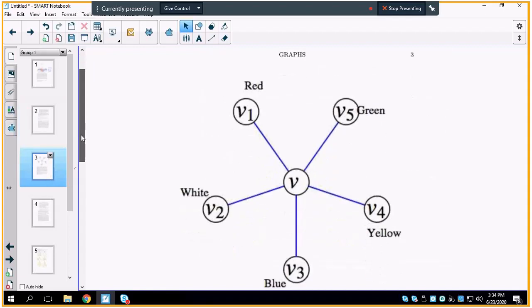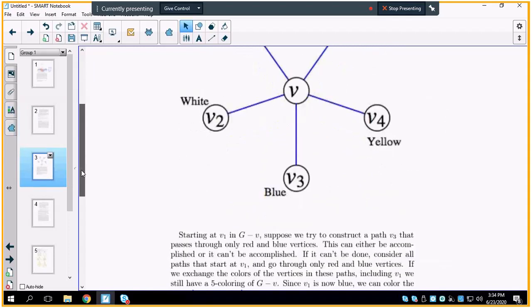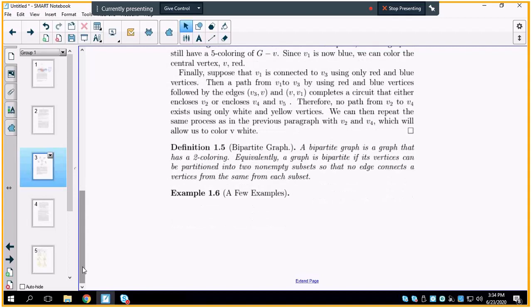So this is more of the proof. We have another definition here, which is the definition of a bipartite graph. And I know we have seen bipartite graphs before, but we're going to need this definition, so we'll just remind ourselves really quick. A bipartite graph is a graph that has a 2-coloring.